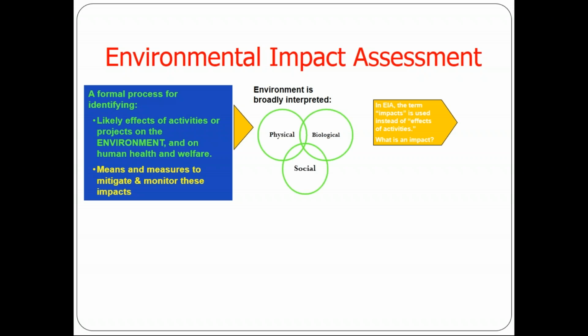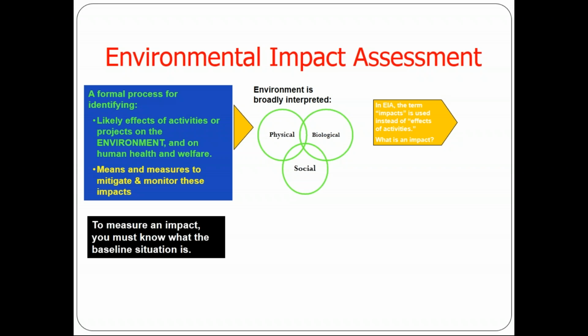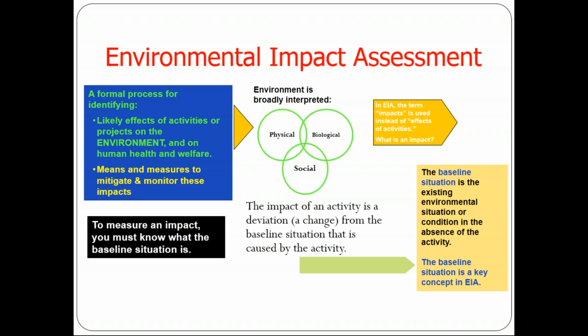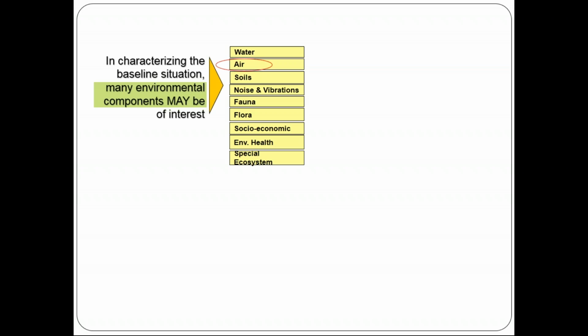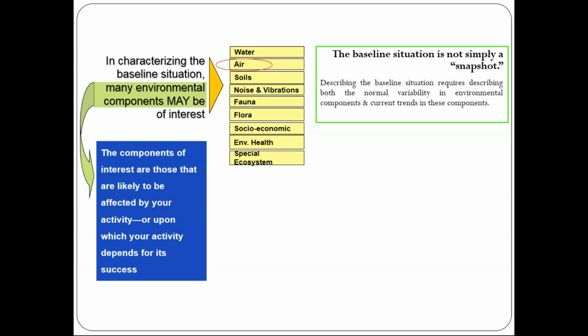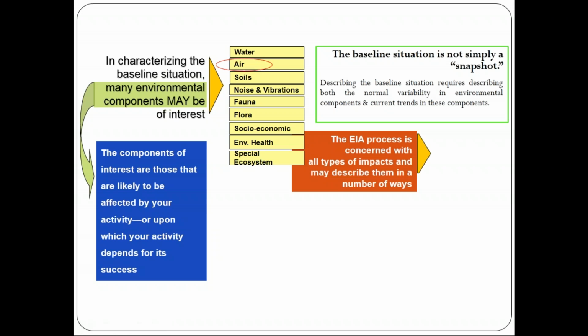Under this, you can see three environments are there: physical environment, biological environment, and social environment. The physical environment has water, air, soil, noise and vibration; the biological has flora and fauna; and the social has socio-economic, health, and spatial ecosystem aspects. So air is one important attribute of the physical environment. Under the physical environment only, there are air, water, soil, and noise.